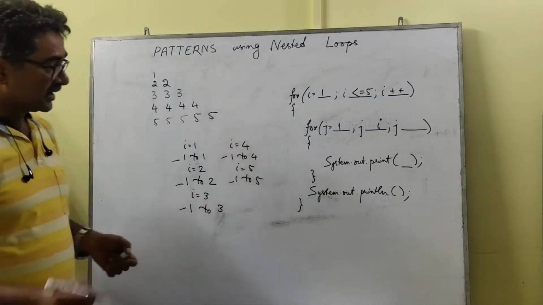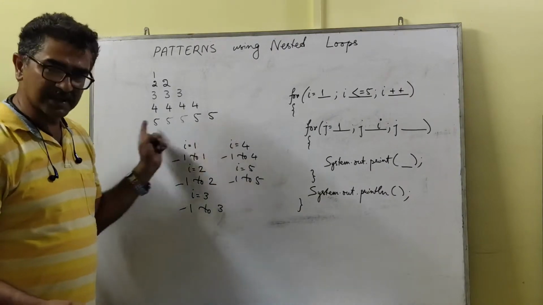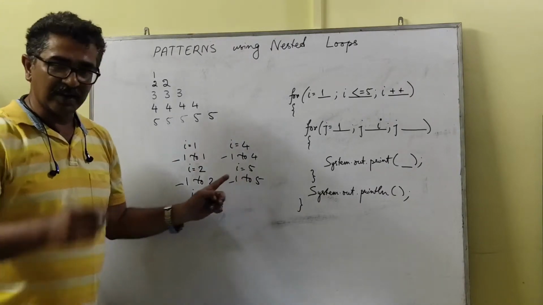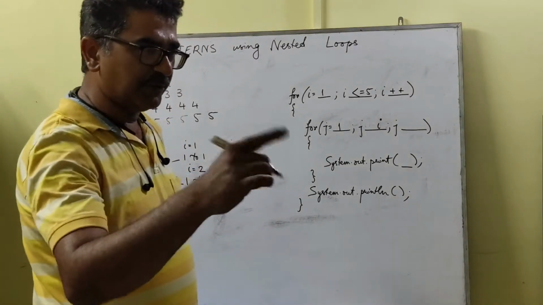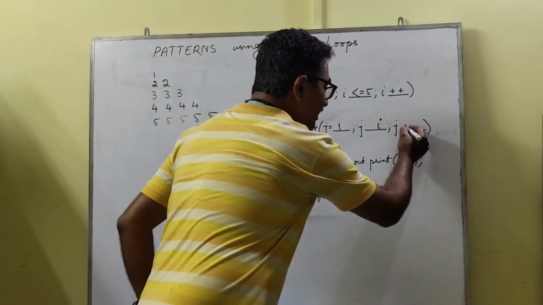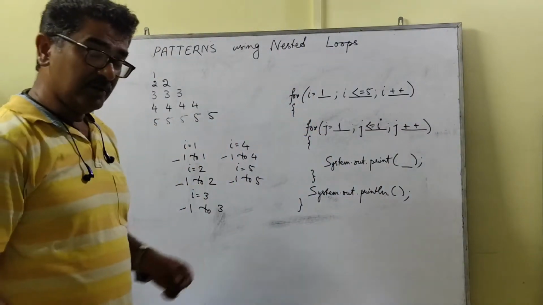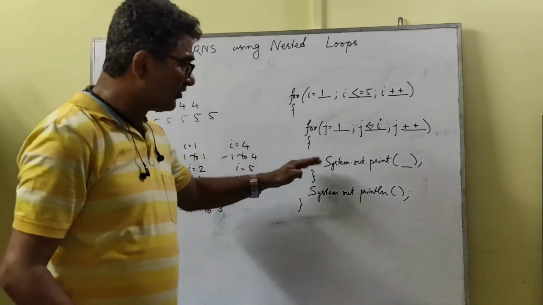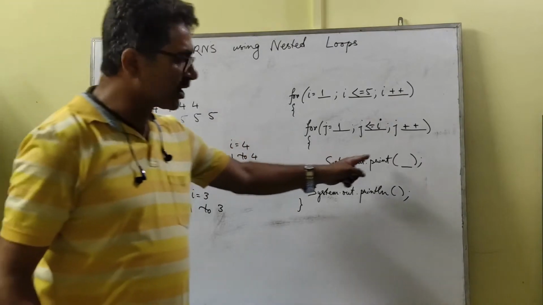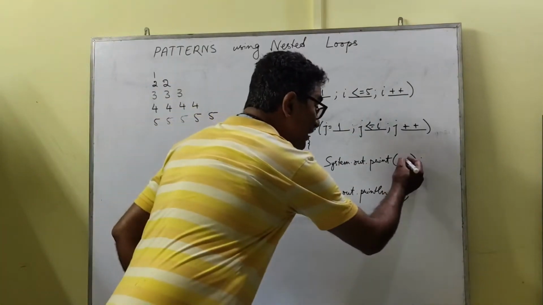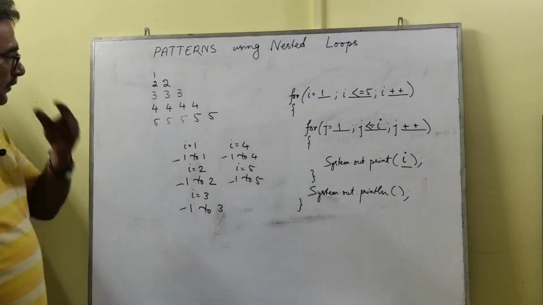Very simple. Now, if it goes for the longest line, from 1 to 5, 1, 2, 3, 4, 5, so 5 times. Since it is increasing, we are going to put over here J plus plus and this has to be less than equal to. Now, when it comes to printing, there is a slight difference compared to the previous patterns which we had learned. It should be System.out.print, this time I.